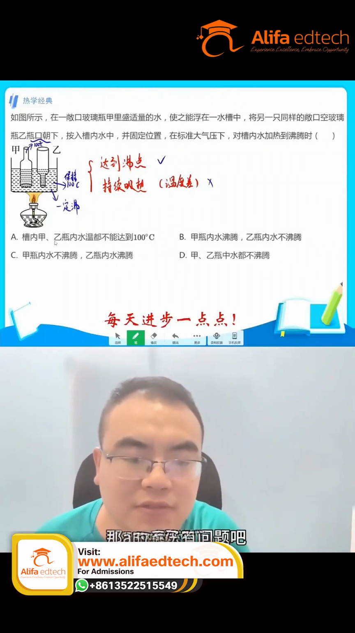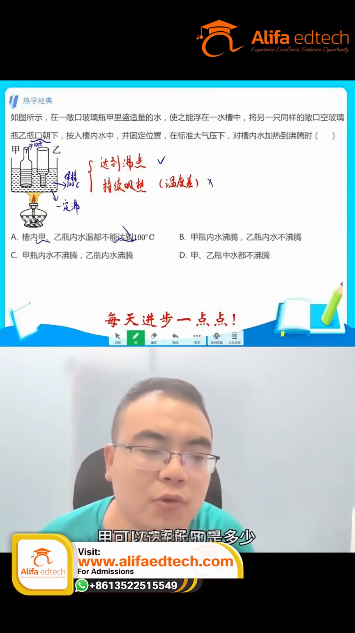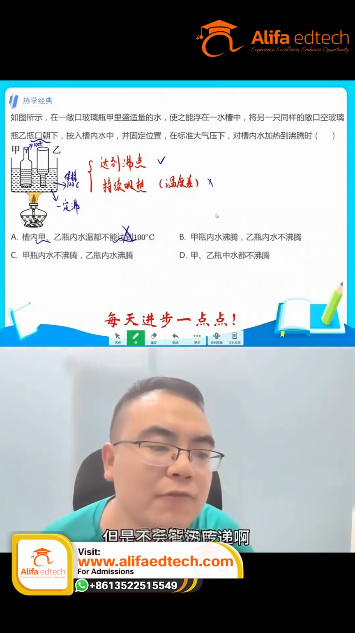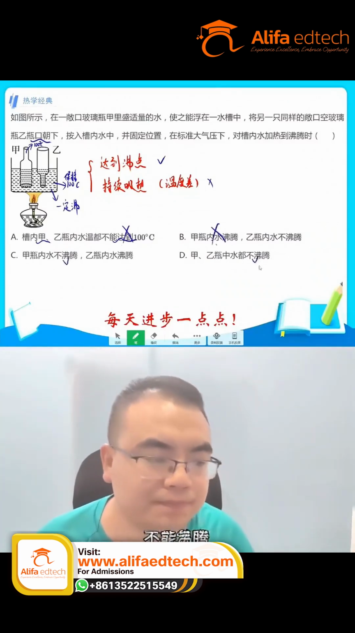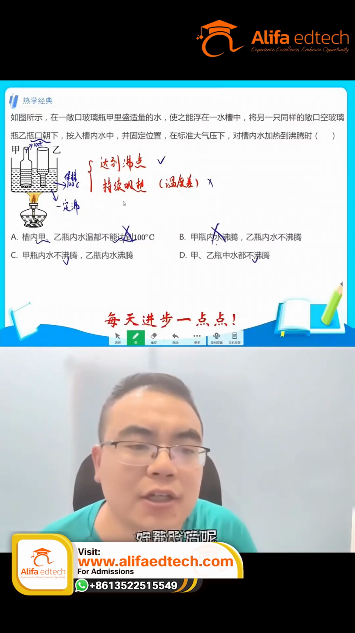So statement A is problematic. Container A can reach 100 degrees, but there will be no heat transfer. So the water inside container A cannot boil. Alright, now let's take a look at container B.